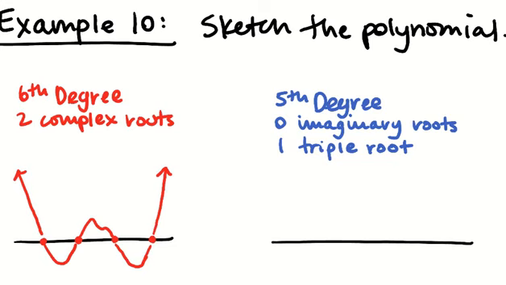And okay, I've lost my place. Over here with a 5th degree polynomial with no imaginary roots and 1 triple root. Okay, well, let me just make sure that's the triple root. And I'm going to start there. I know that with a triple root, it's got to slide through.